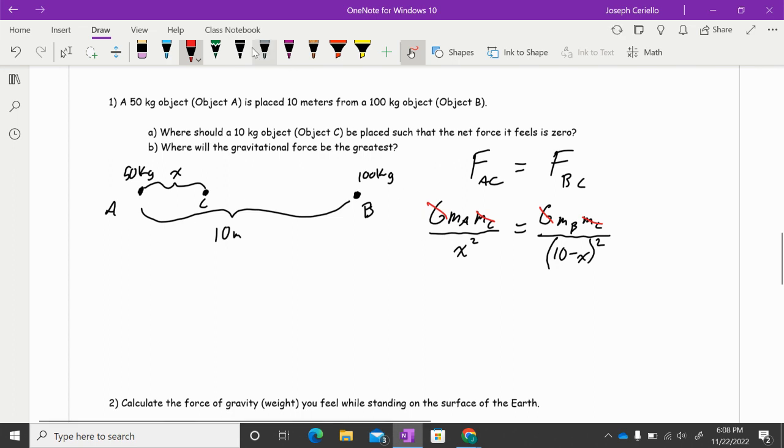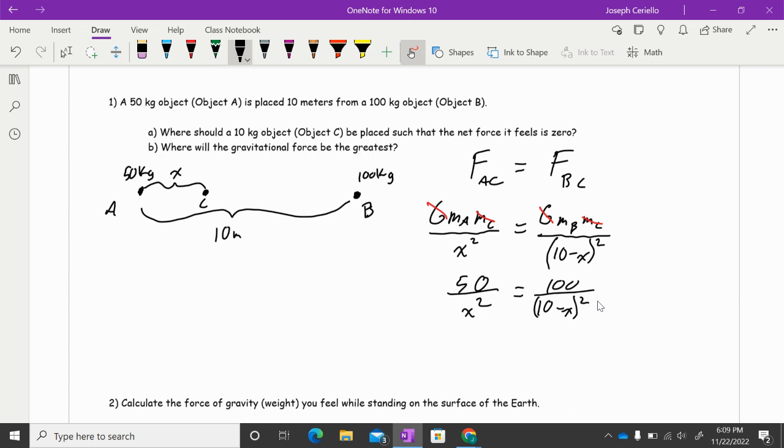Now, to finish this one up, you can just solve for x. It's not exactly easy to solve for, but now we know the mass of A is 50 over x squared equals 100 over 10 minus x squared. Now you can do the whole FOIL method here. I'm not going to get into that, but you can actually solve this if you'd like. You can FOIL, cross multiply, and get your answer that way. Generally, you wouldn't need to do that, but I think it's really good algebraic practice to try that out.